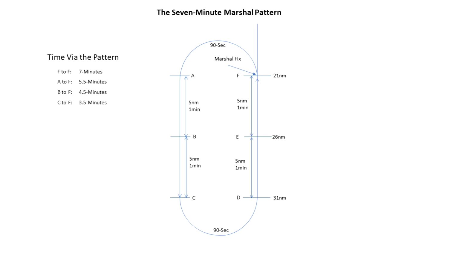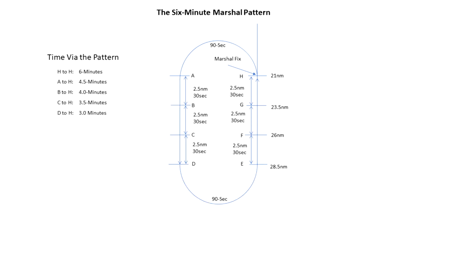This diagram represents a Marshal pattern. It's called the 7-minute pattern. It has two 2-minute legs and two 90-second turns. However, it's not the only Marshal pattern. There are several. The default Marshal pattern is the 6-minute pattern, which has two 90-second legs and two 90-second turns.